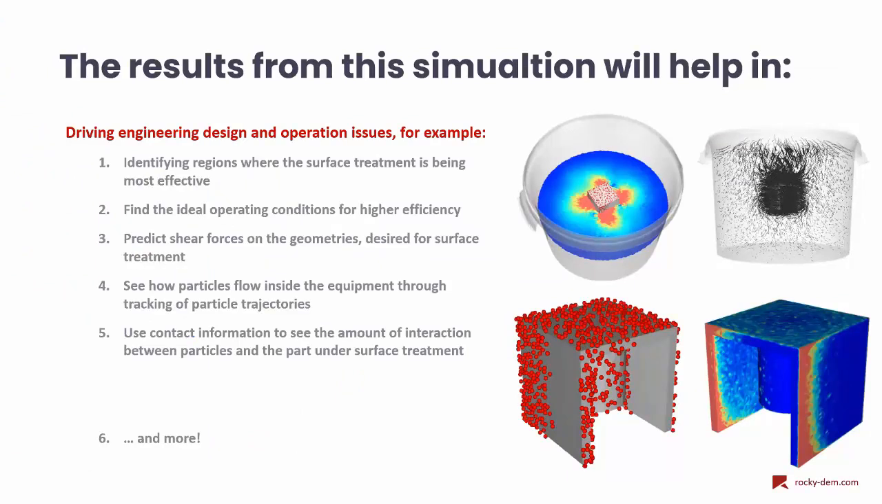So getting back to the presentation, the previous explanations have shown several capabilities of Rocky DEM. We could analyze the problem in different aspects. For example, in the studied scenario, it was possible to identify regions where the surface treatment is being most effective, find the ideal operation conditions for higher efficiency, predict shear forces on the geometries, see how particles flow inside the equipment, and use contact information to see the amount of interaction between particles and the part under surface treatment. And of course, these were only some of the features. Rocky DEM can explore the simulation in several different ways.